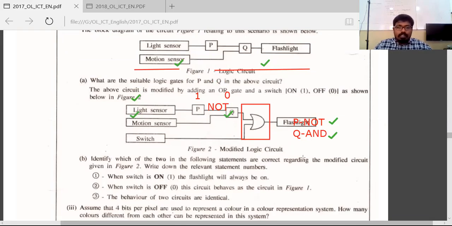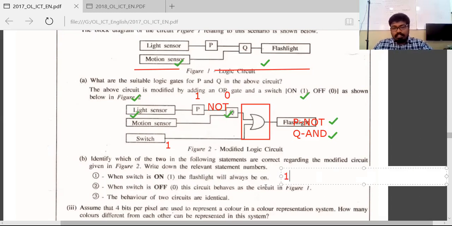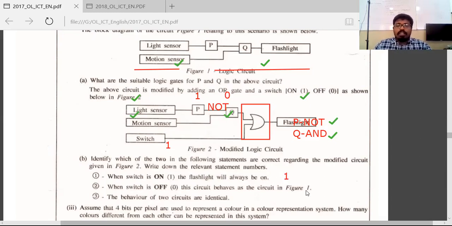Switch on, what is the value? Switch on is 1. You can see here, switch on is 1. So when the switch is 1, this is an OR gate, so the flashlight will be on. No need of considering these things. When the switch is on, the flashlight will be on. So for question B, you have to find 2 correct statements. Statement 1 is correct.